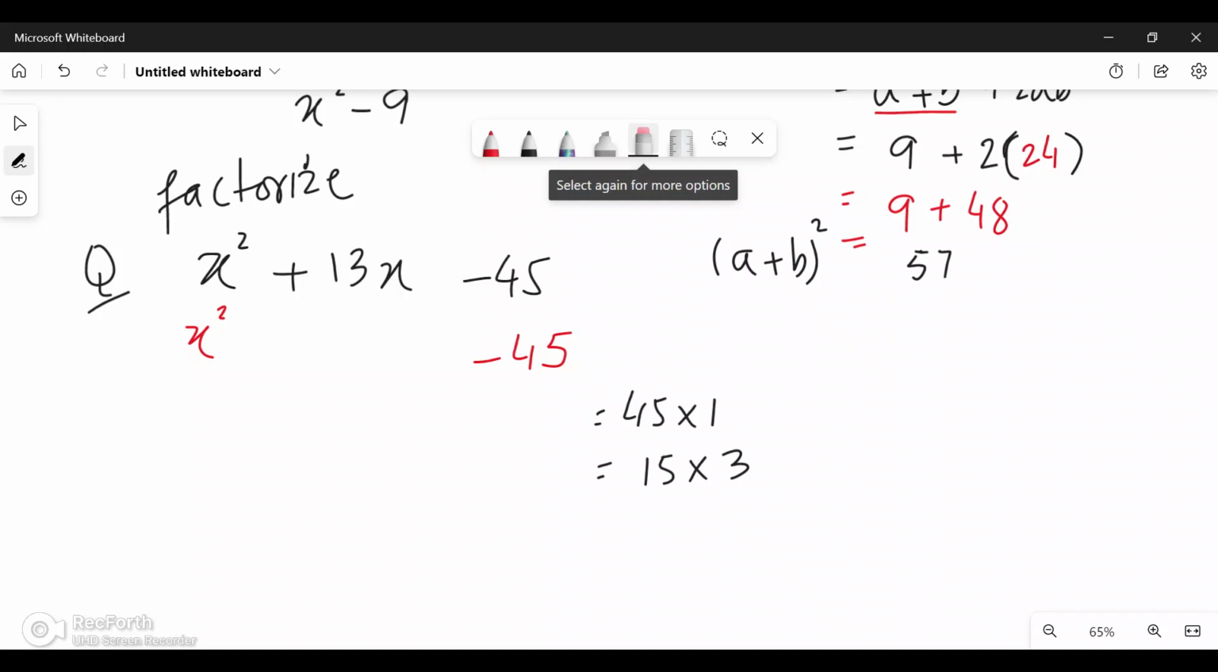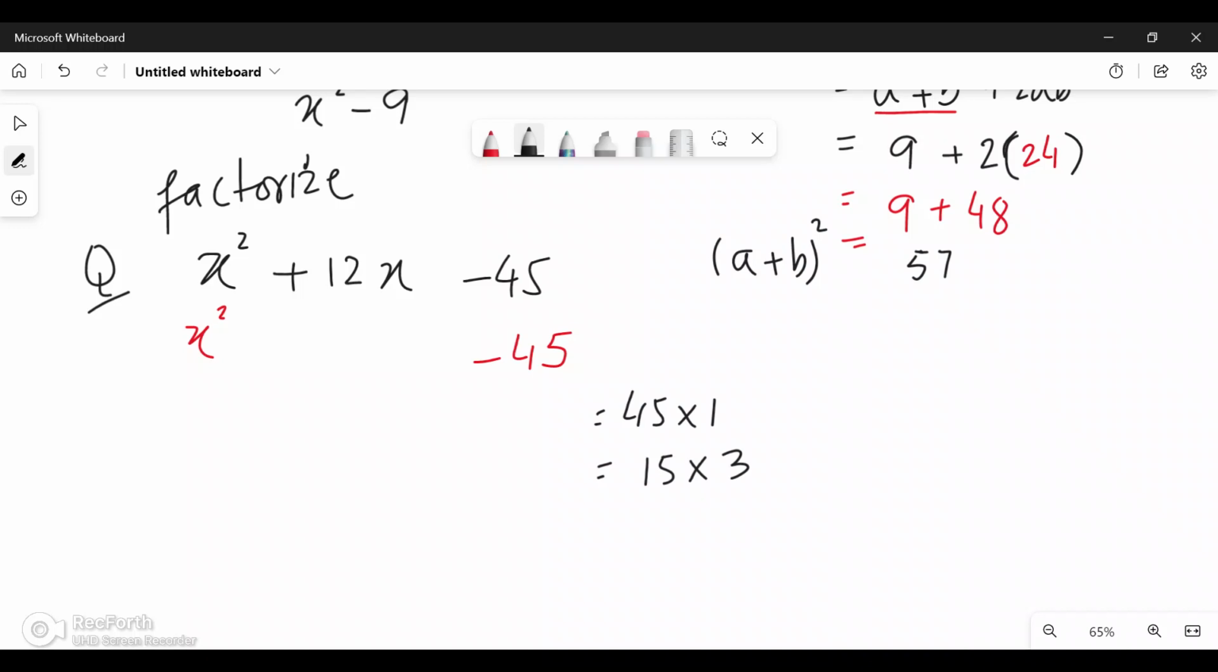Okay, I need to change the question a little bit. Sorry, there is a mistake in it. 15 times 3 and 15 minus 3 will give us 12x. So here should be 12x. Okay, so these are the factors. When you multiply, it should be 45, and when you subtract these two, you should get 12.